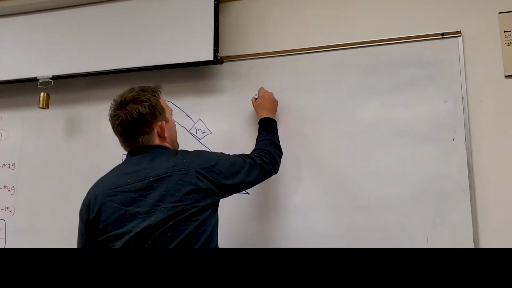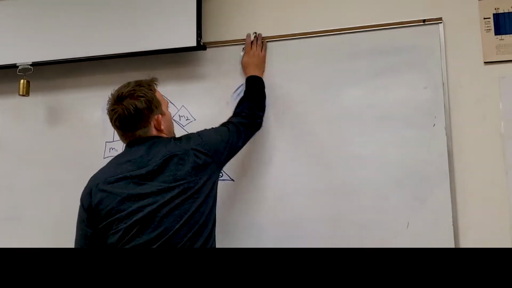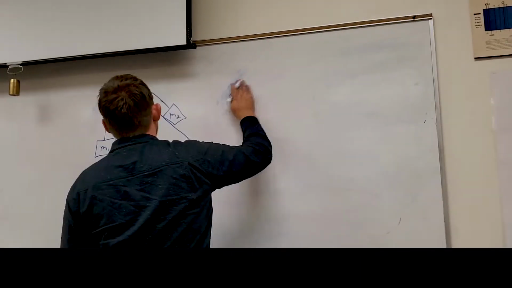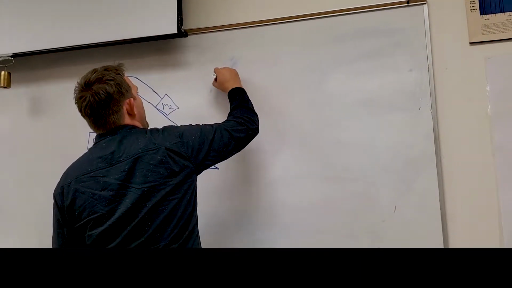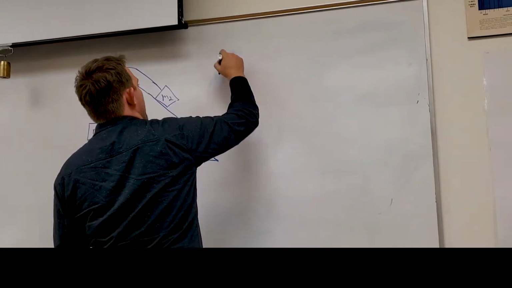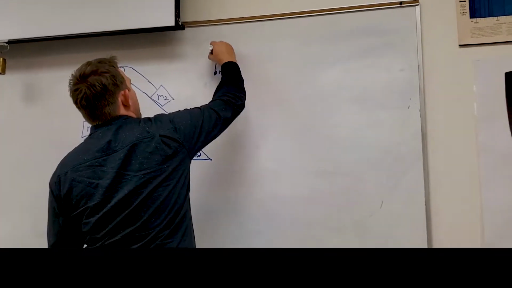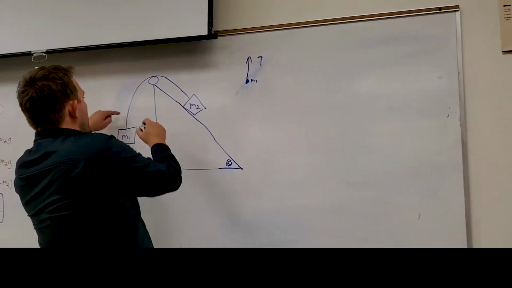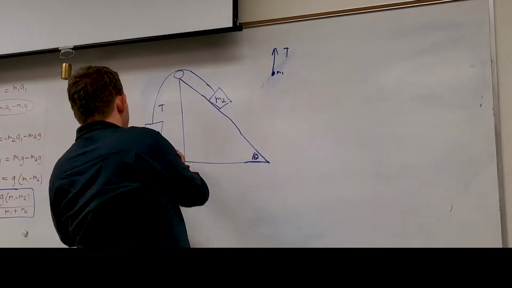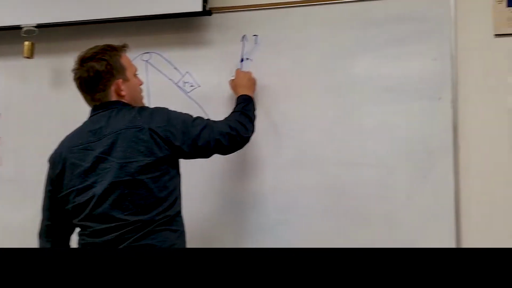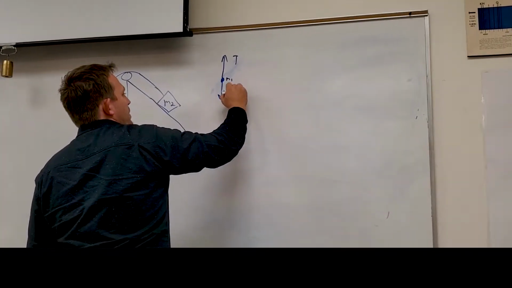So, the sum of the forces, I must have made a big mistake there. We want a free body diagram first. So, free body diagram for mass 1. I'll put M1 right here. Okay, we have the tension force. That's this line right here. So, I'll put T. Okay, and we have the force of gravity pointing down.